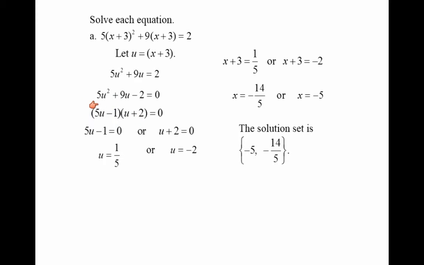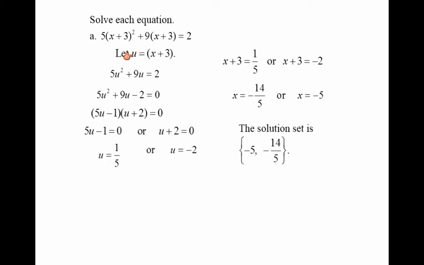I can factor this. And those of you who have a problem with factoring, please refer to my factoring sessions. And then you set each of these parentheses equal to 0. You solve for u. I find u is equal to 1 over 5, u is equal to minus 2. Now I have to go back and solve for x, because you're not solving for u, you're solving for x. So you have to go back to this original assumption. We said u is equal to x plus 3.